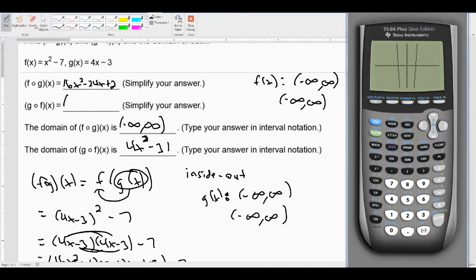I wrote these in the wrong places, but that's okay. This should be 4x squared minus 31. And the domain down here is negative infinity to positive infinity. And that's it. So make sure when you find the domain, you do the inside function, then you do the whole function. Inside function, the whole function. And see what they have in common.